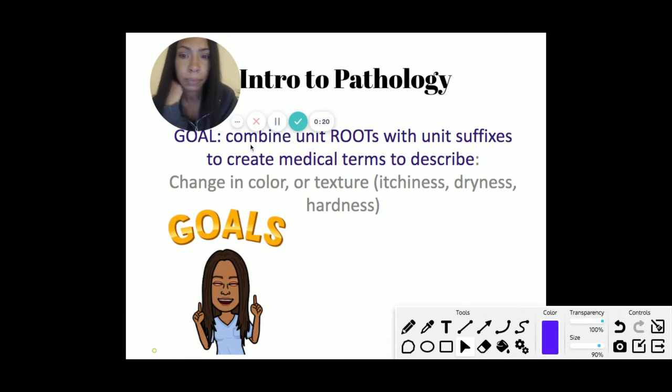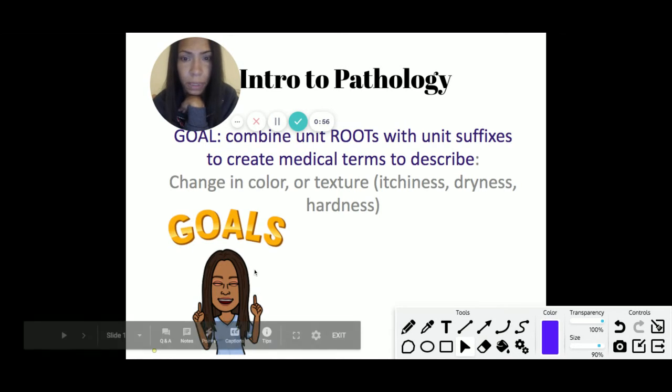So our goal here in purple is to combine your unit roots with specific suffixes to create medical terms to describe changes in color, texture, or condition of skin. You should be able to mix and match suffixes and roots from your entire list to describe skin conditions. This will just be an intro to how to, and we'll use a couple subsets of terms, but I want you to work on expanding that list as we go further.